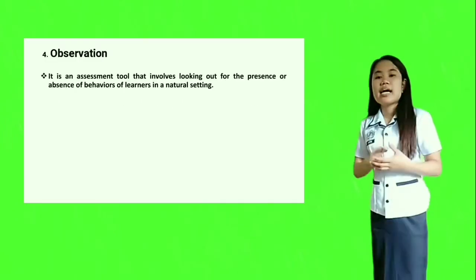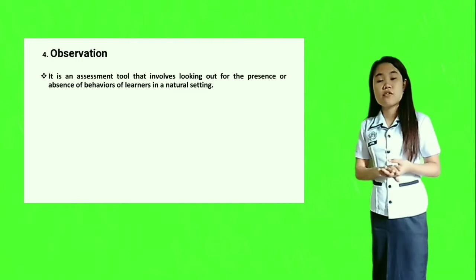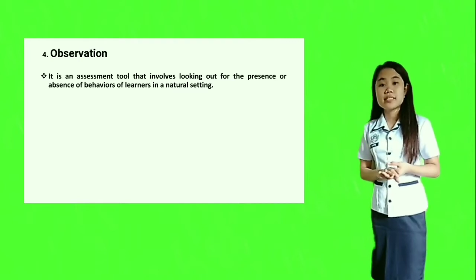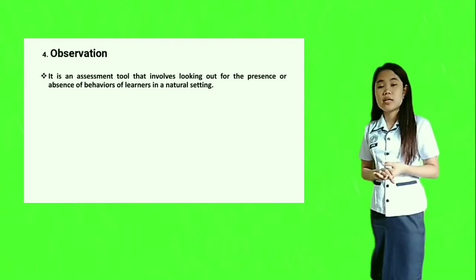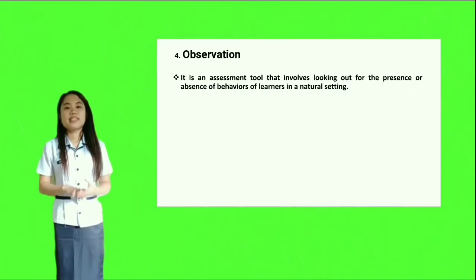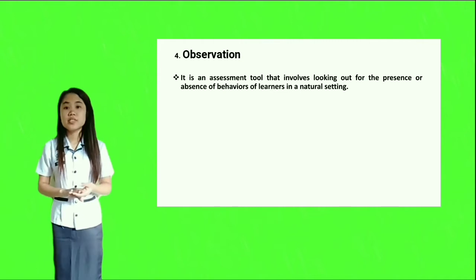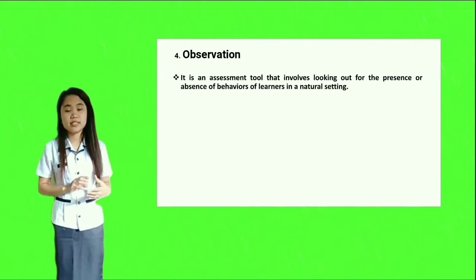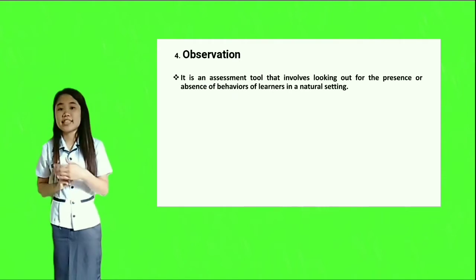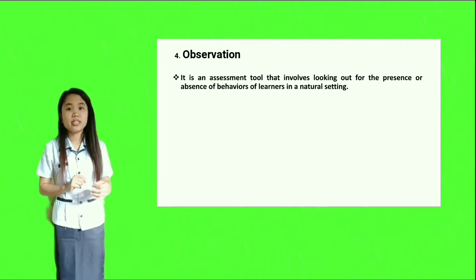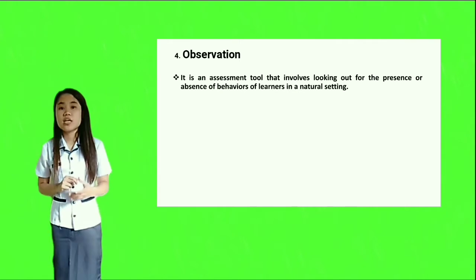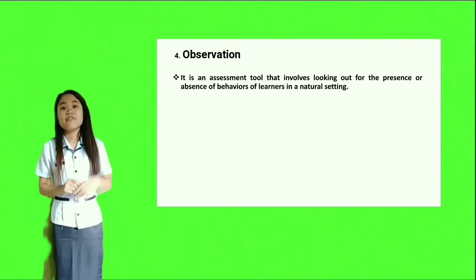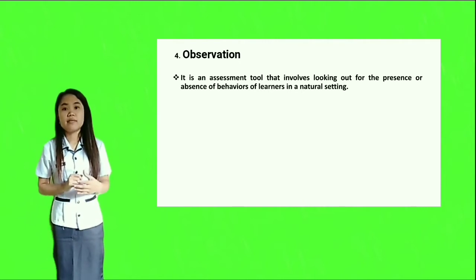It is an assessment tool that involves looking out for the presence or absence of behaviors of learners in a natural setting. This is a tool used by teachers to know someone's behavior in a class, if the learners are like this or like that. Mostly teachers will notice first if the child is naughty, noisy, and so on.